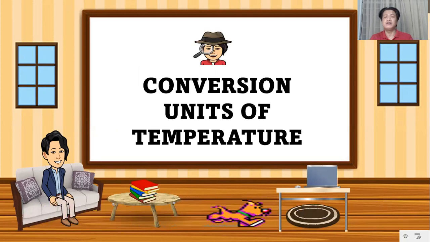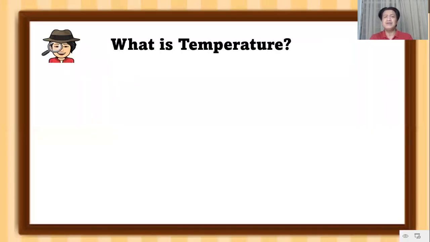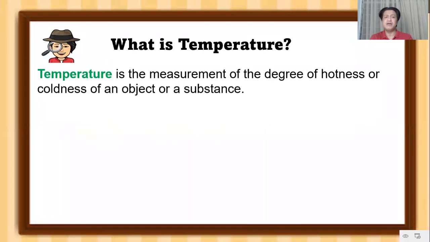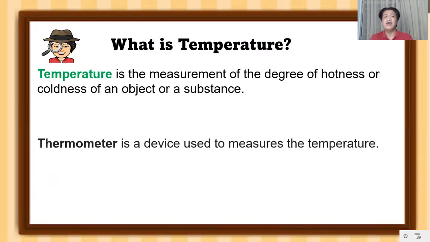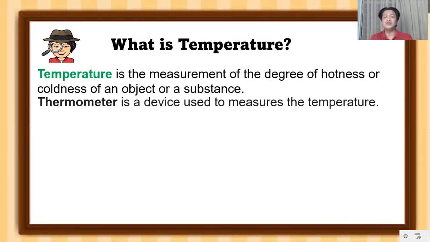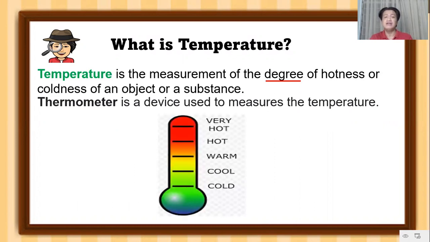So with that, let's start on conversion units of temperature. But before that, what is temperature? When we say temperature, it is the measurement of the degree of hotness or coldness of an object or a substance. And the device used to measure the temperature is the thermometer. And we are going to determine the degree. Ano ba yung mga degree niya? Pwede siyang very hot, hot, warm, cool, or cold.